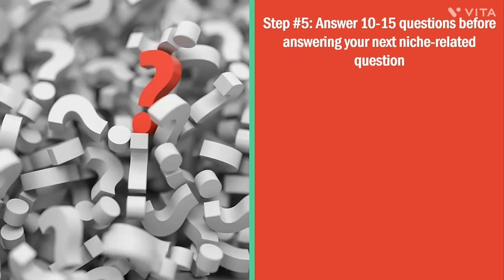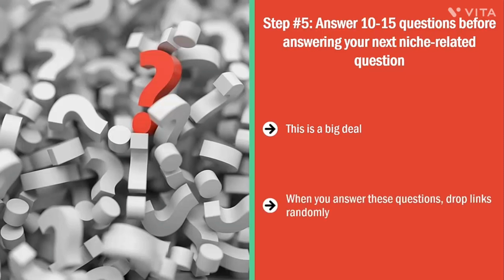Step number 5, answer 10 to 15 questions before answering your next niche-related question. This is a big deal. You can't just answer only questions related to your niche. You're going to be too obvious when you do that. I suggest that you answer 10 to 15 other unrelated questions in a wide range of unrelated niches. When you answer these questions, drop links randomly. This is curated content that answers their questions and are extremely helpful.